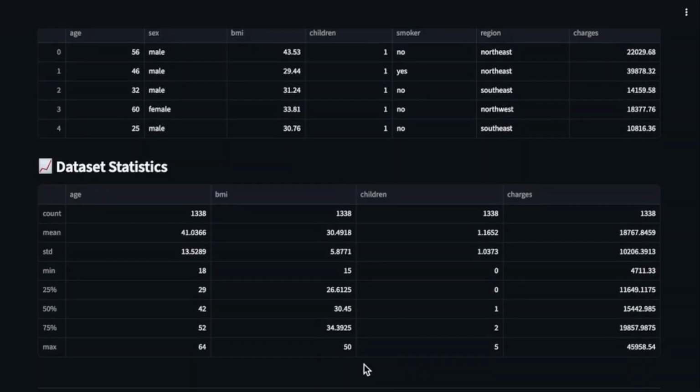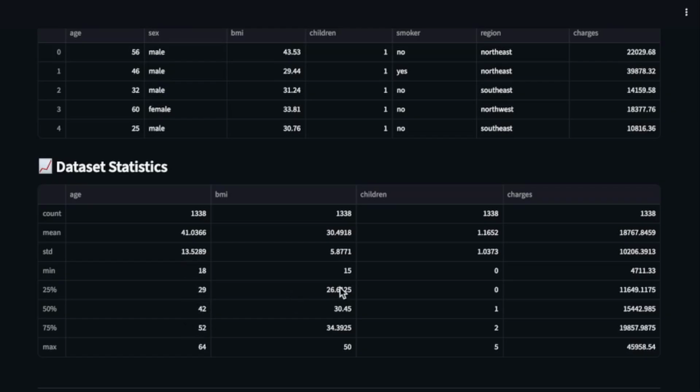So if you look at age, for example, the mean or average person in this training data set is age 41 with a standard deviation of 13, meaning that about 2/3 of the people in this data set are going to be plus or minus 13. So they're in ages from 28 to 54, for example. And you can see the different percentiles.